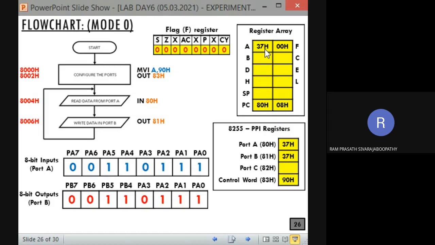That's all. So this operation has to be repeated again and again. Fine. That's all. Is it clear to all of you? So if you execute JMP L, what happens again? It goes to 8004, read port A, write port B, read port A, write port B. It keeps happening repeatedly. That's all. Is it clear?